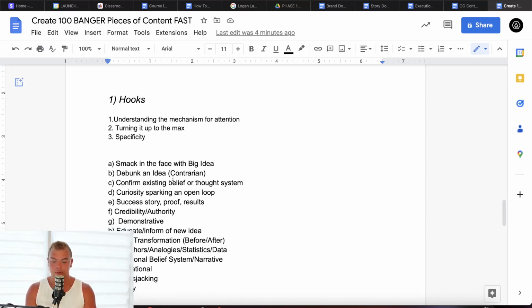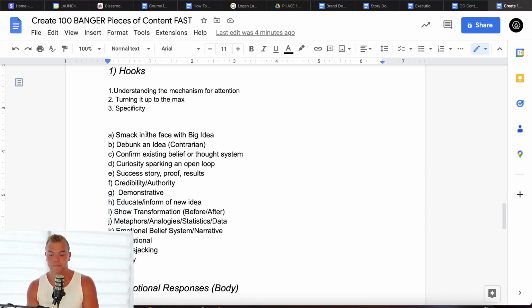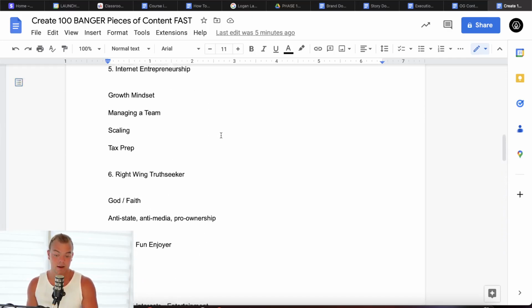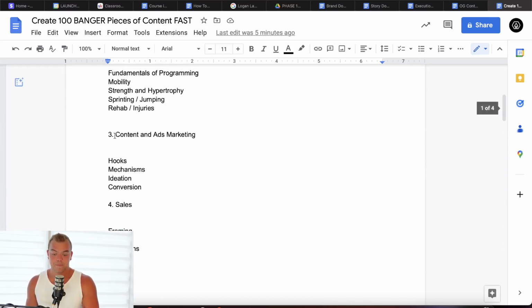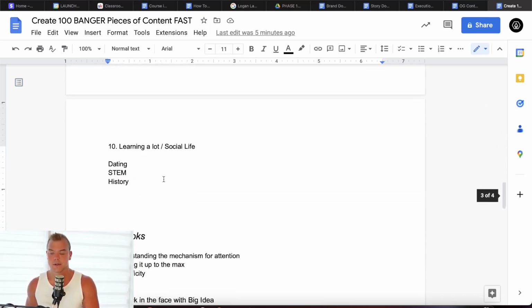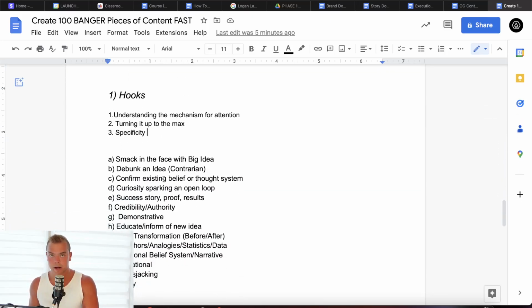Right? So I'm going to run through these hook types real quick. Smack in the face with a big idea. What memorable things can someone leave whatever they're reading or watching with afterwards, right? If you want to learn more about this, it's a whole thing in and of itself, right? This would be a topic for me in, where is it? Content and ads marketing, like big ideas, right? Super pivotal copywriting skill.